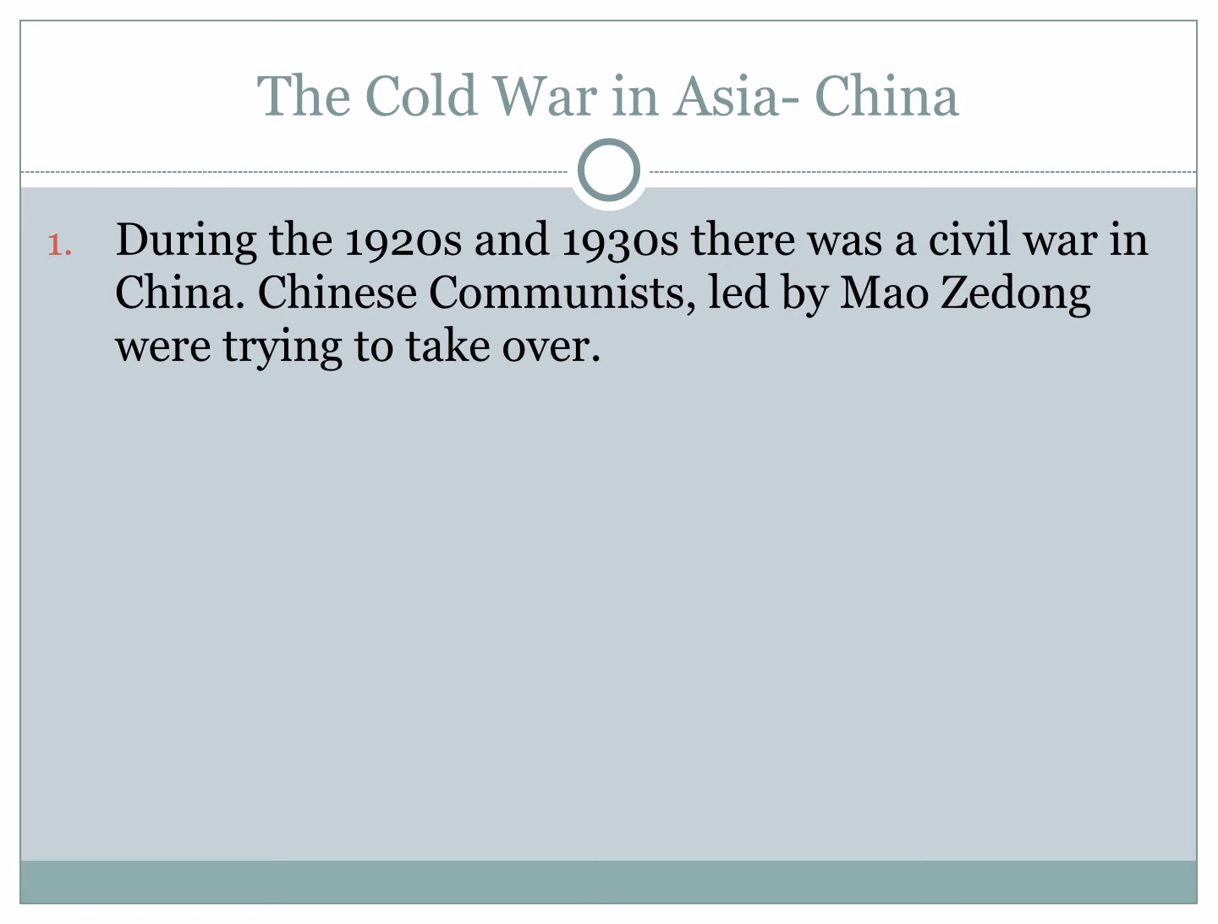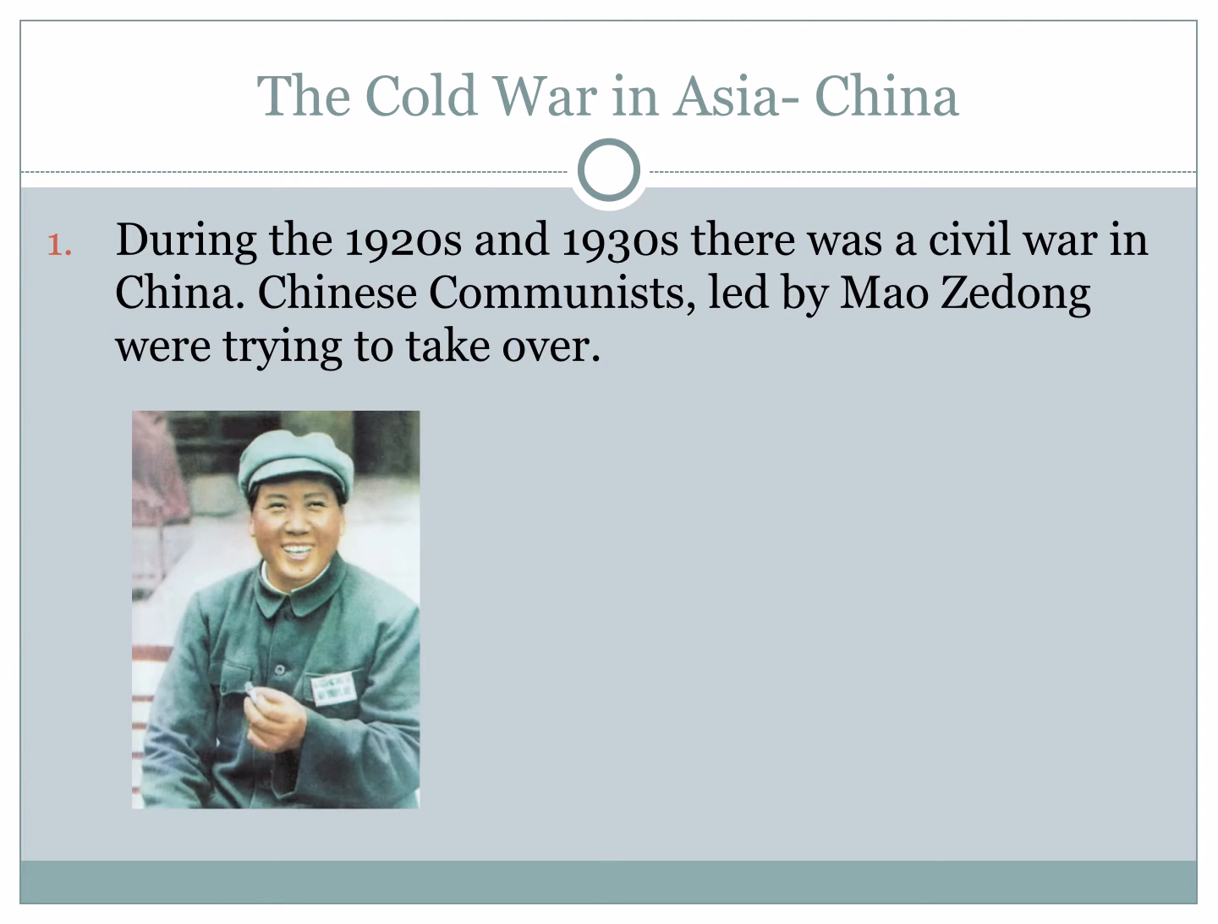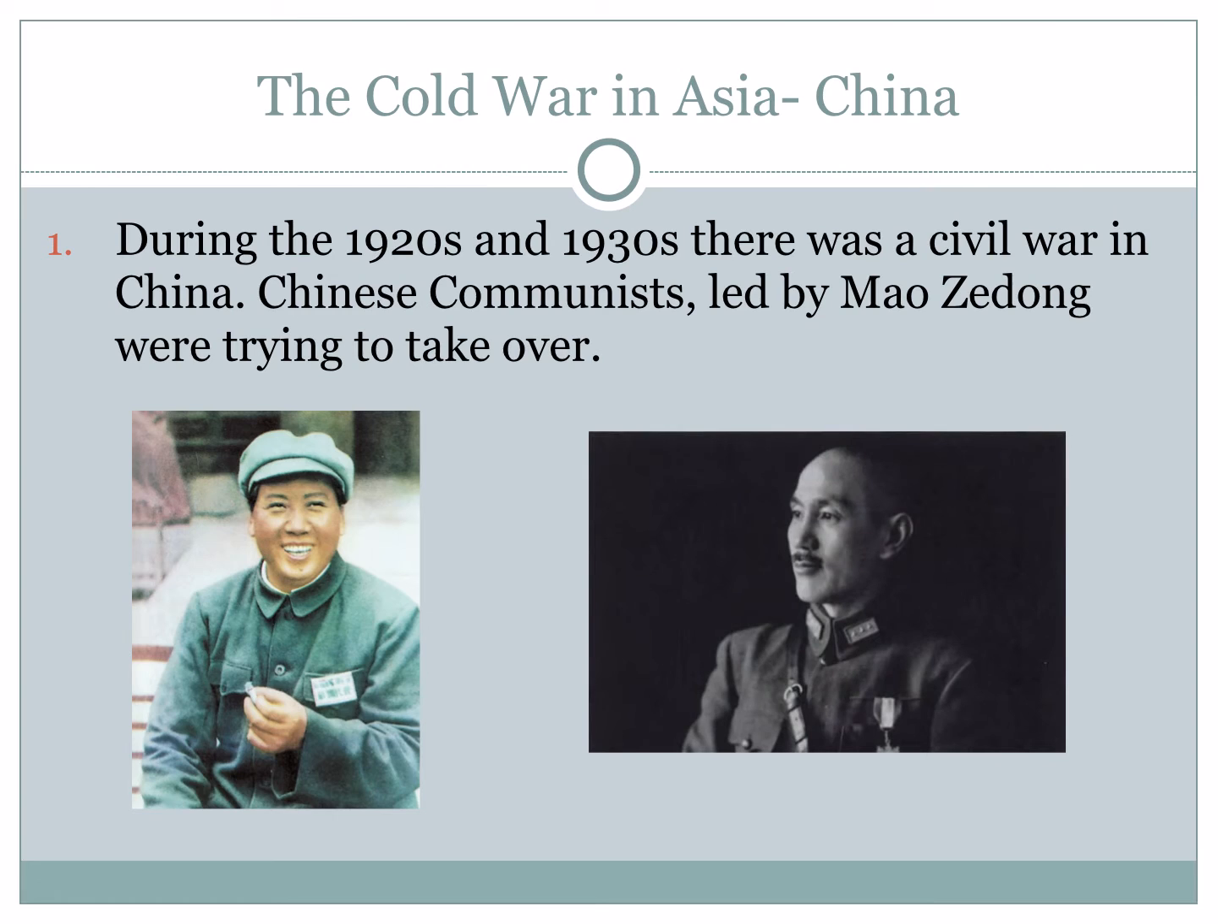During the 1920s and 30s, so prior to World War II, there was a civil war in China. And you had Chinese communists who were trying to take over the country. And they were led by this guy named Mao Zedong. He was opposed by this guy named Chiang Kai-shek. And through the 20s and 30s, these two factions, communists and non-communists, are fighting for control of China.